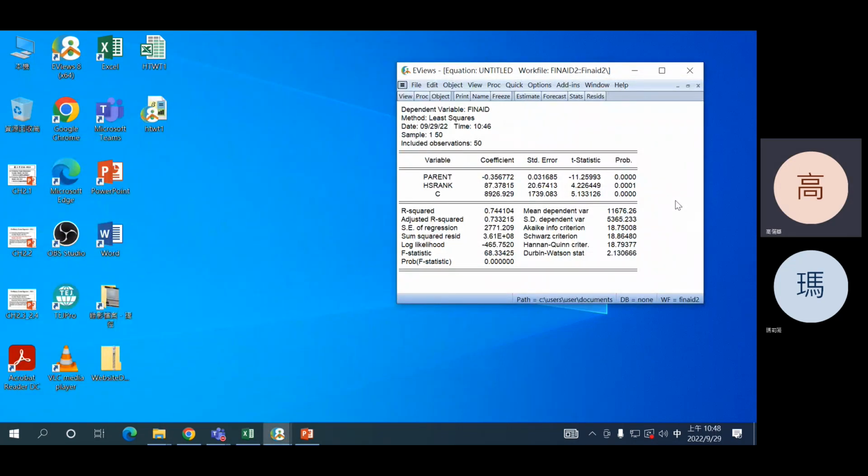For the minus 0.356, it means that for every dollar increase in the parents' ability to pay, the financial aid grant will decrease by 0.36.